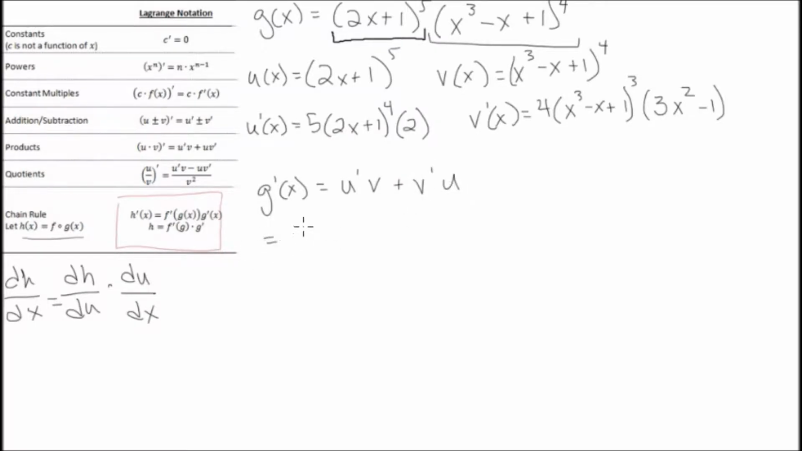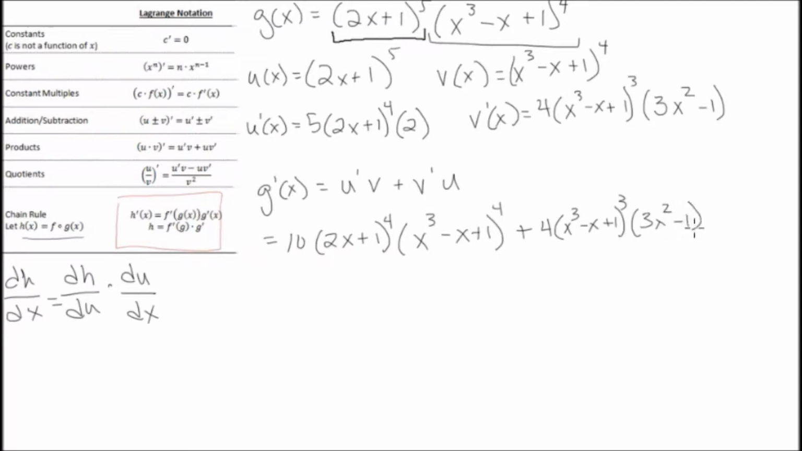So I go ahead and do that. It just gets a little bit messy. The derivative of u, I'm going to combine my constants. I get 10 times (2x + 1) raised to the 4th power times v, (x³ - x + 1) raised to the 4th power, plus the derivative of v, 4 times (x³ - x + 1)³ times (3x² - 1) times u, which was (2x + 1) raised to the 5th power.